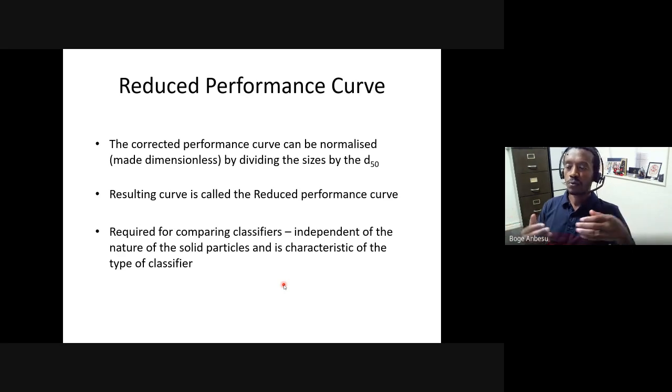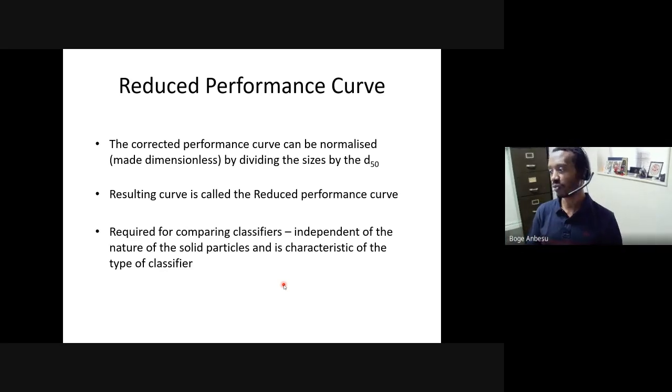So to limit the variation in operation and the variation in sample or nature of sample and so on, you could actually use what we call reduced performance curve. And this is purely used to compare one cyclone from the other and see how each of those cyclones operate and what the performance of each of them is.